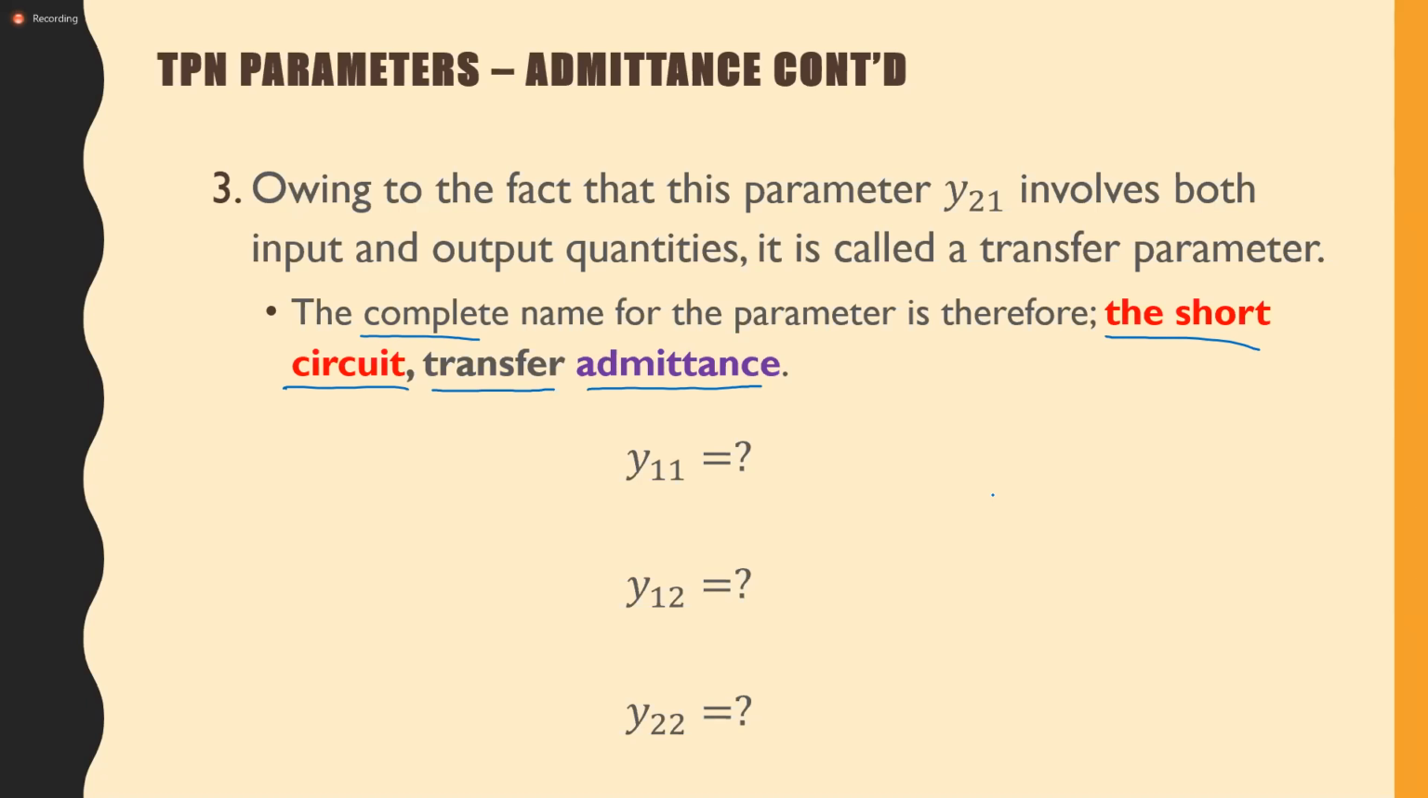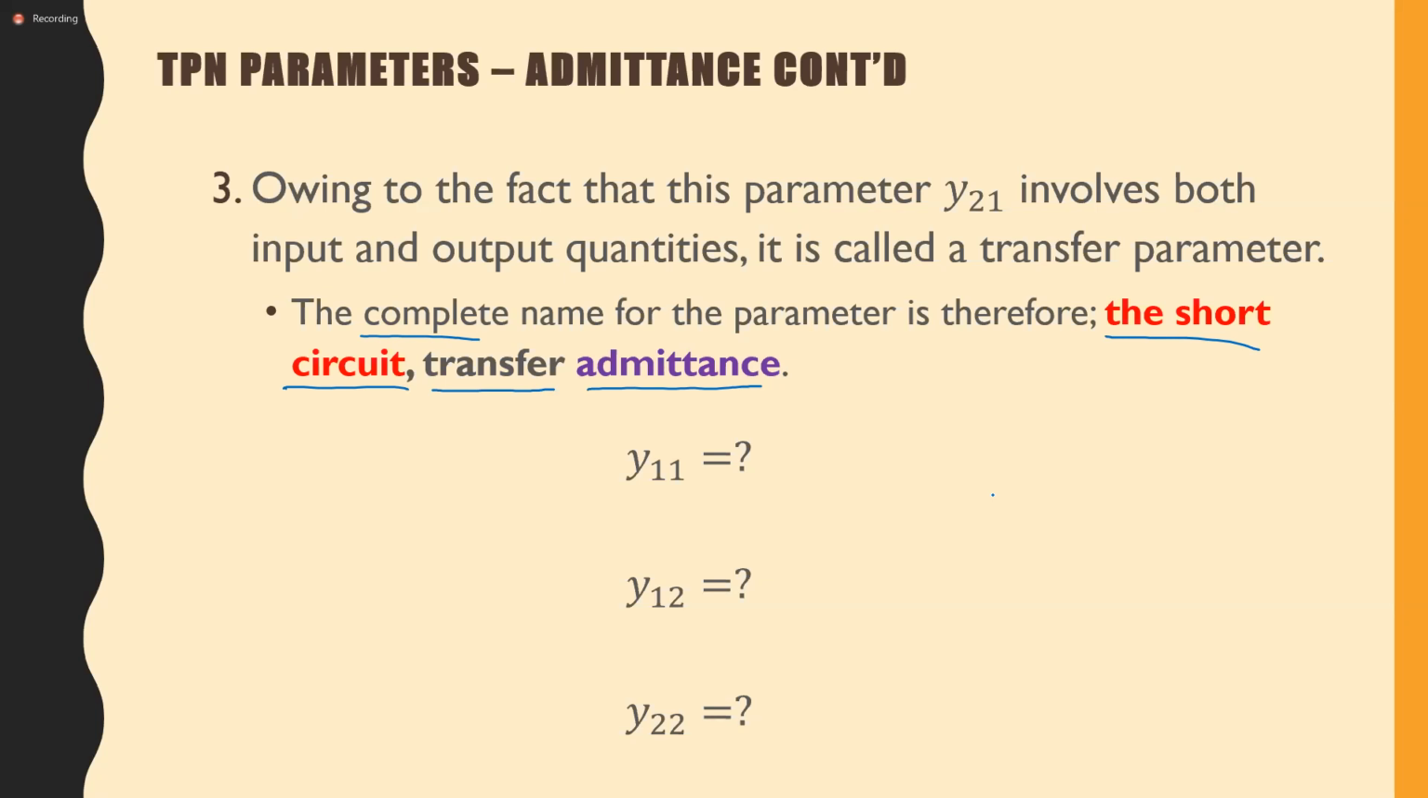Input voltage. Absolutely. So if you are dividing the input current by the input voltage, what do you think the name would be? Oh, short circuit impedance. Input current over input voltage. What, input admittance? So give me the full name. What's the complete name? Short circuit input admittance. Okay, give me the complete name again. The short circuit input admittance.